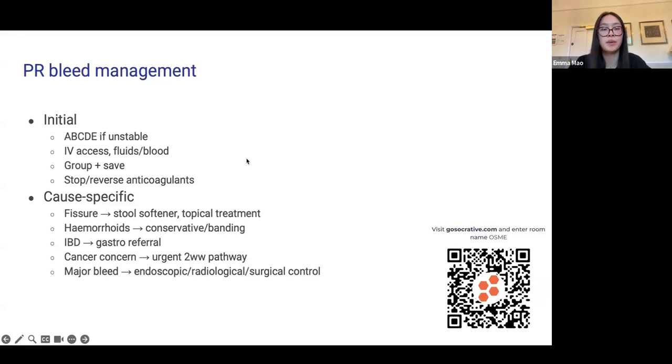Okay. Next one is a 67-year-old man presents with PR bleeding. He reports that the blood is mixed in with the stool. Over the past 2 months, he has developed looser stools, reduced appetite, and 6 kilogram weight loss. So what is the most likely diagnosis?